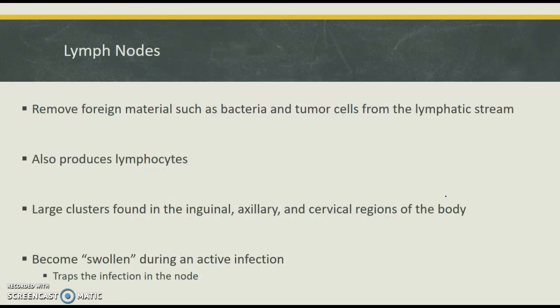So let's talk a little bit more about your lymph nodes because they are a really important part of this lesson. So like we just said, they help to remove foreign material such as bacteria from the lymphatic system. It also programs lymphocytes, which are white blood cells. And like we said earlier, they are kind of clumped together in the groin, the armpit, and the neck regions of the body.